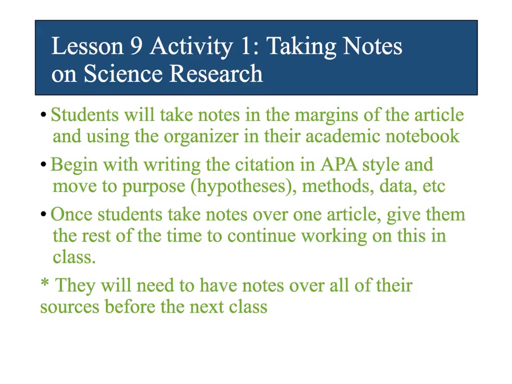After they do APA style, move on to having students find the purpose of the article or the hypothesis of what the researchers were trying to find, what methods they used, what their data was, and so forth, as it's stated in that brochure on reading science articles. Once students take notes over one article step by step with you and the class, then give them the rest of the time in class to continue working, because they'll need to have notes over all of their articles before the next class.